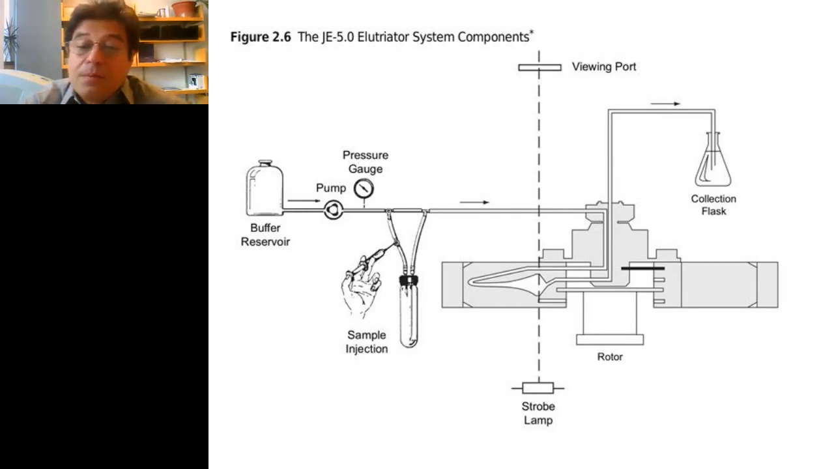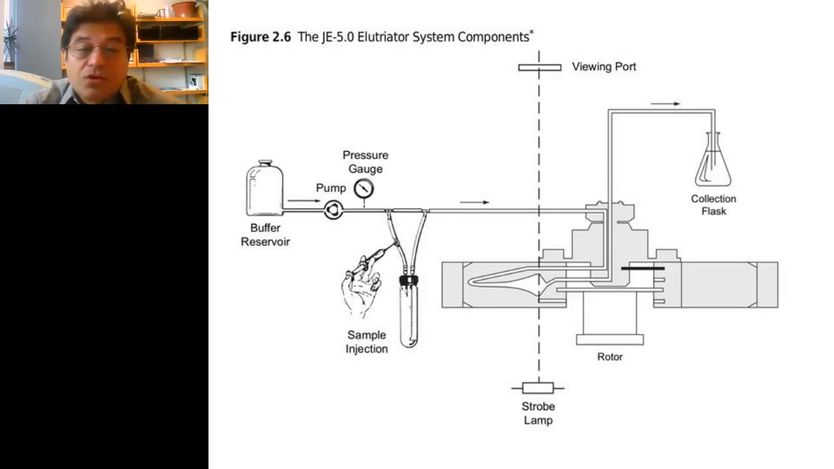This is sitting in a Beckman centrifuge, and we have the ability to put material into the chamber while it's spinning, as well as pulling material out of the chamber. So these things can happen in real time while the system's spinning.